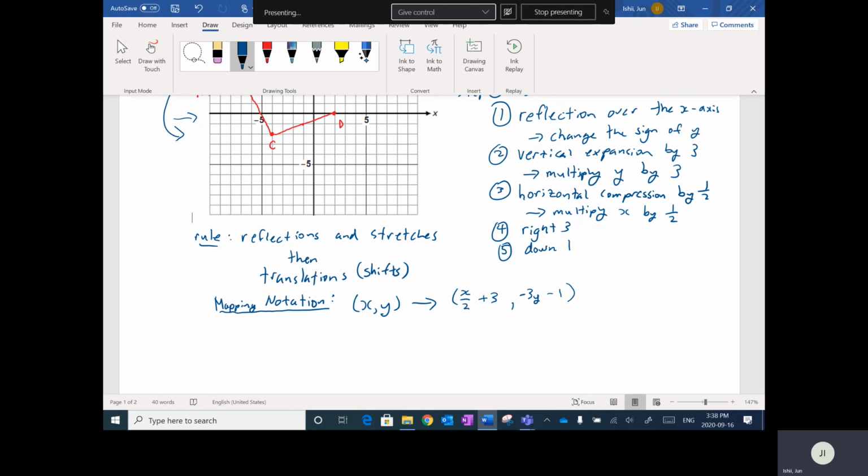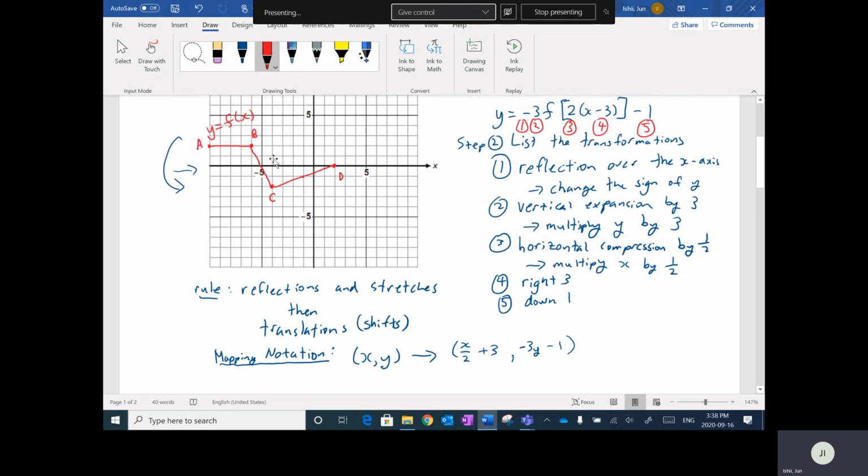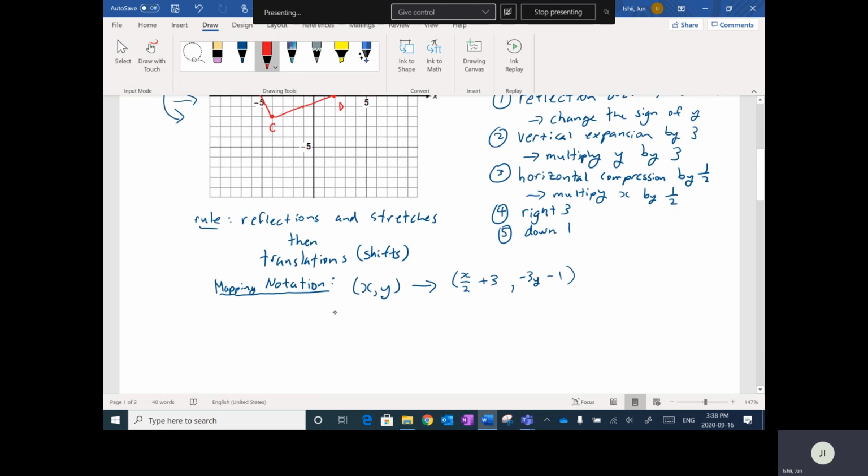To get the new points, maybe I'll do it in red here. What I want to do now is just list off points that are on the original function here. So A here is at -10, +2.